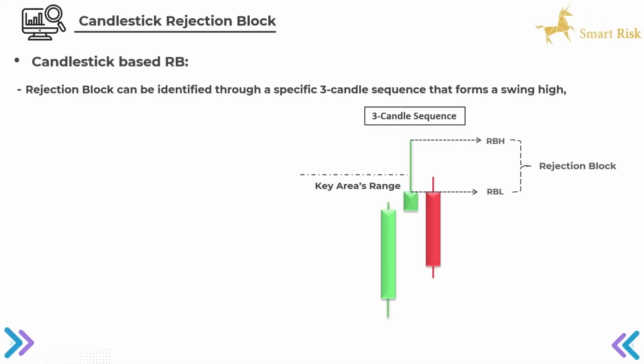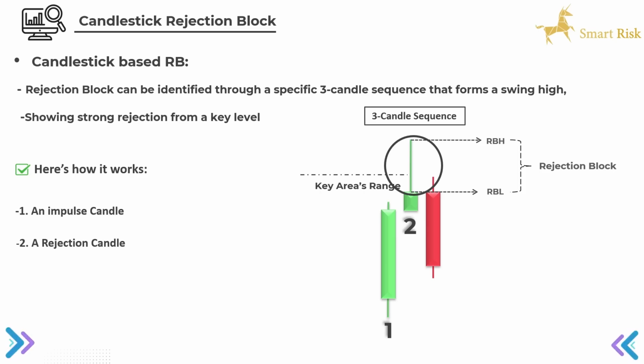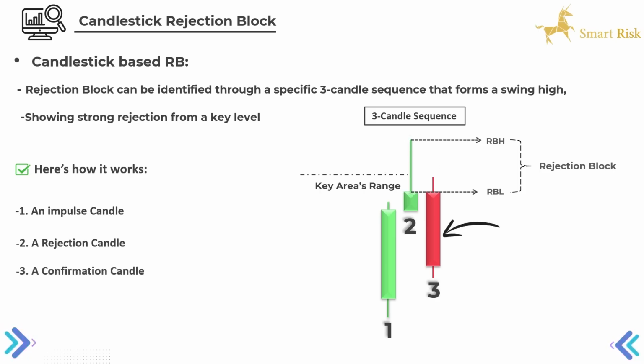In a bullish scenario, a rejection block can be identified through a specific three-candle sequence that forms a swing high, showing strong rejection from a key level. This sequence consists of an impulse candle, which is a strong move that takes liquidity or manipulates price. A rejection candle, which is a sharp rejection with a long wick. Eventually, a confirmation candle, which closes in the opposite direction, confirms that smart money has taken control and that the price is now reversing.